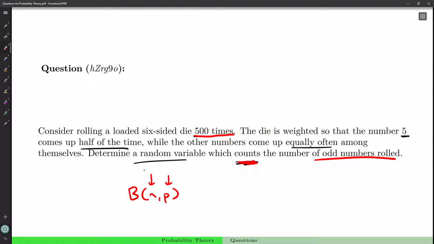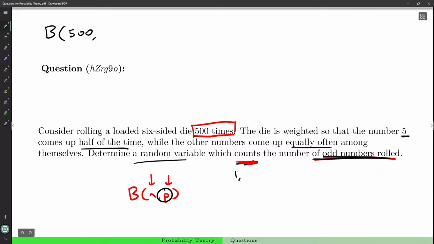So we just now need to decipher, okay, we know it's a binomial random variable. What should the n be? What should the p be? Well, we can see the experiment's being repeated 500 times. So our answer here is going to look like B(500, p), and then what's p? Well, what are we interested in? We're interested in odd numbers being rolled. So we need to figure out what's the probability that an odd number is rolled.